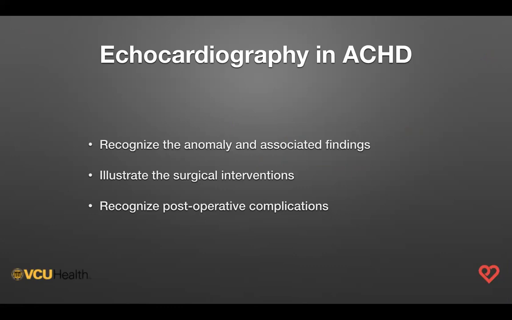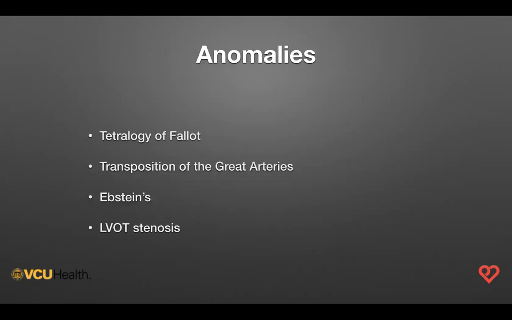What we will be covering is we will recognize the congenital anomaly and its associated findings. We will talk about the surgical interventions and then discuss what are the postoperative complications that we are to look for in cardiovascular imaging. The anomalies we will be covering are Tetralogy of Fallot, transposition of the great arteries, Ebstein's anomaly, and LV outflow tract stenosis.